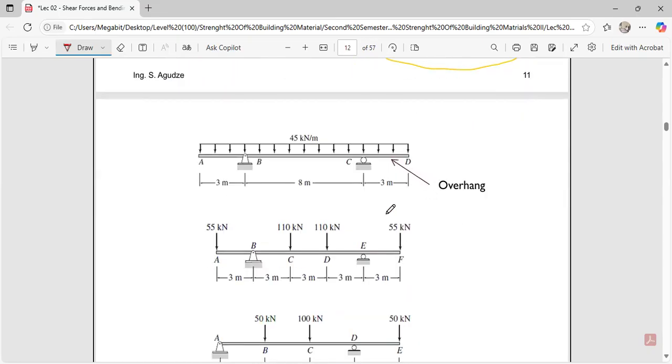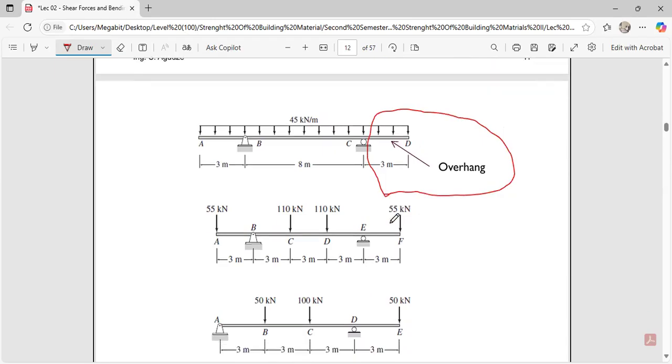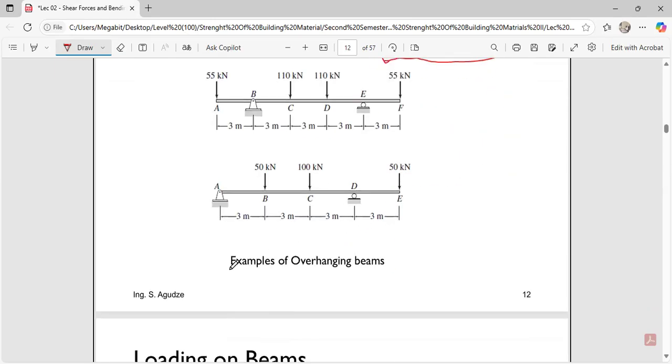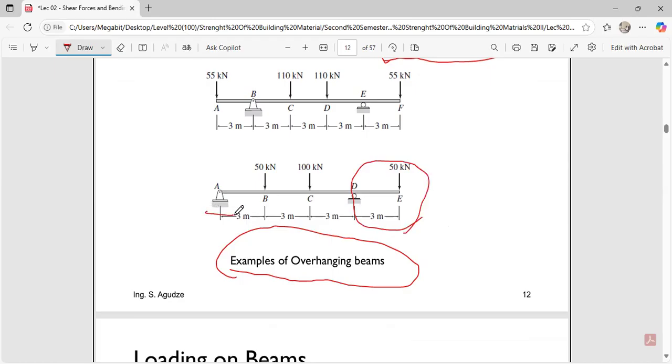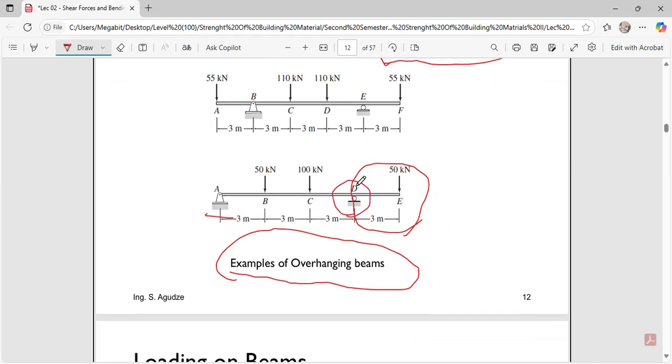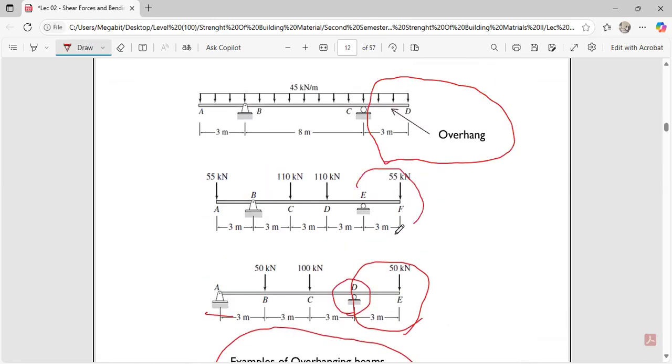So this is an example of the overhang. Okay, so these are examples of overhanging beams. At this part, you can see the overhang protruding. You can see that this part has been hinged and this part has been simply supported. This is also an example of the overhang. You can see another overhang at the free end. This also has another overhang at the free end over here.